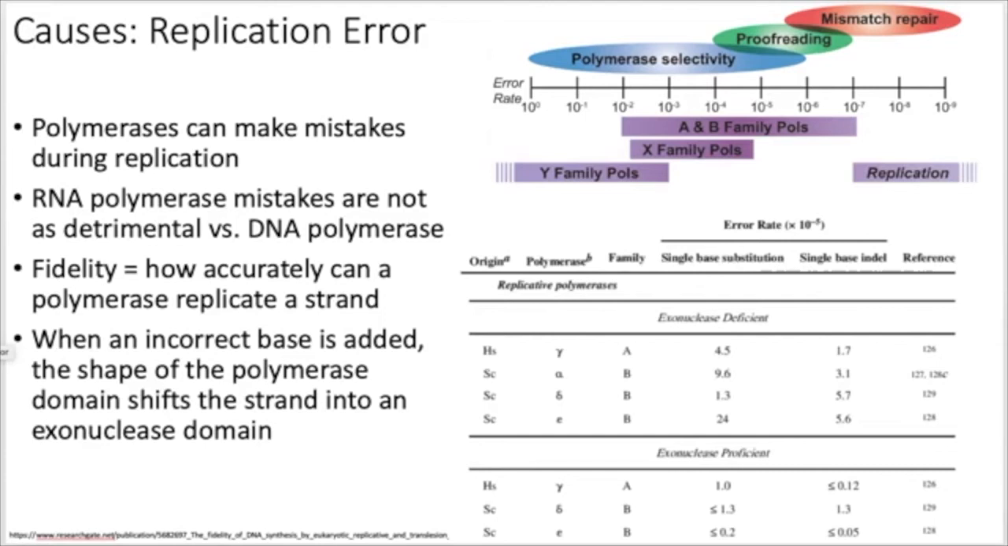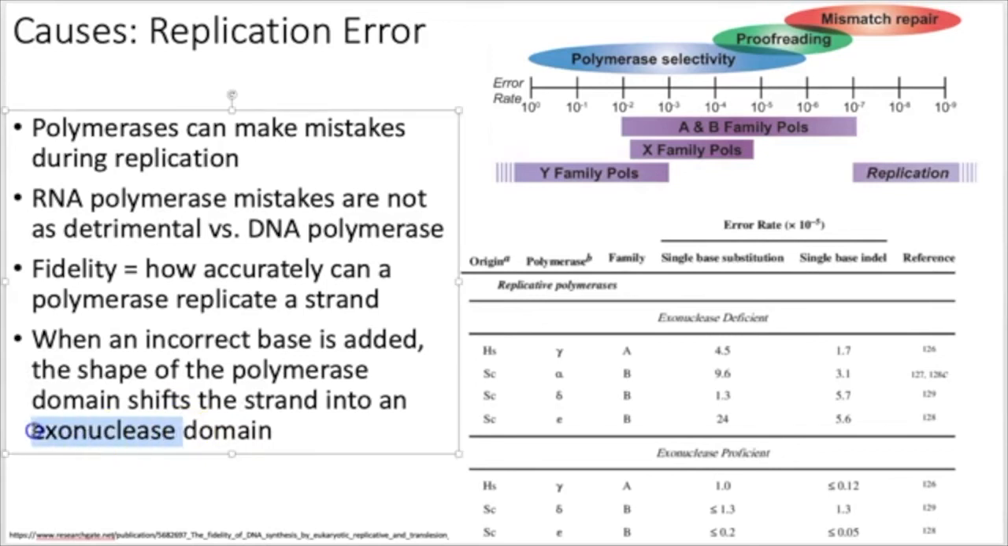Well, that changes the shape of it and shifts the whole strand into an exonuclease domain. And we're going to talk more about that next time. That's how we actually fix these problems, okay? But that's not what we're talking about today. But I did want to just show you the actual error rates that get made, how many errors occur when you have exonuclease activity.